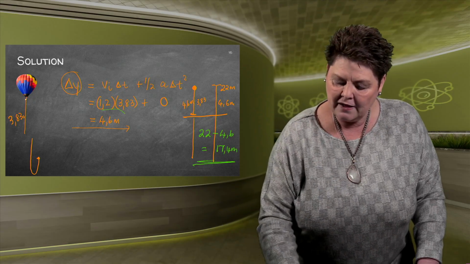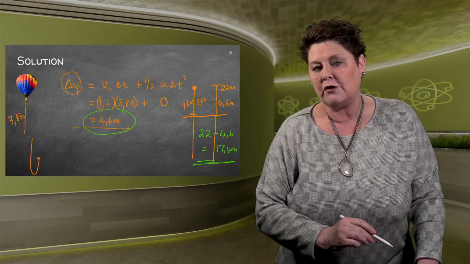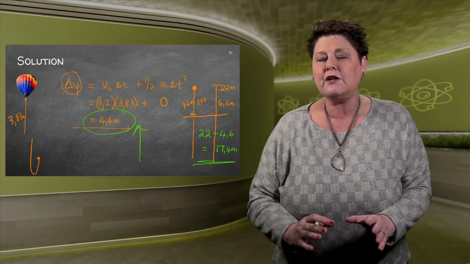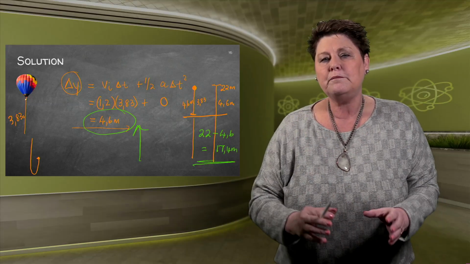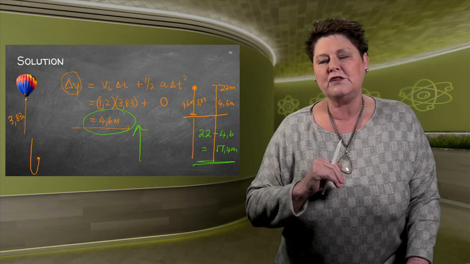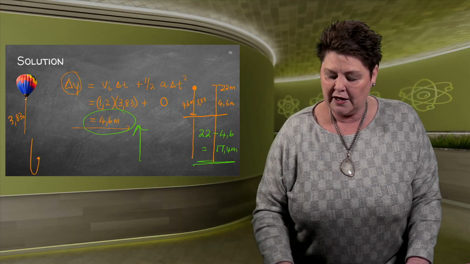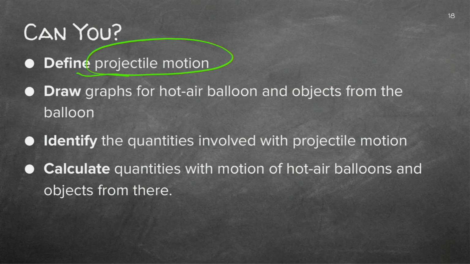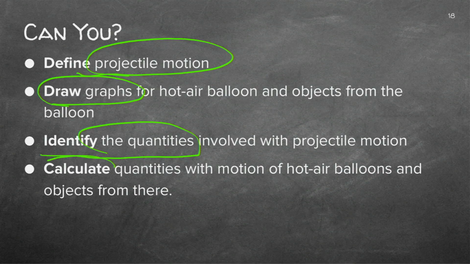After you've done the distance that the balloon traveled, how high is it in actual fact from the ground? So make sure that you read the question very carefully. Actually find the correct equation, manipulate the equation with the values that you have, and work very accurately. I hope at this stage that you can define projectile motion or free fall, that you can draw graphs or interpret graphs, that you can identify the quantities, and that you can calculate accurately with hot air balloons.